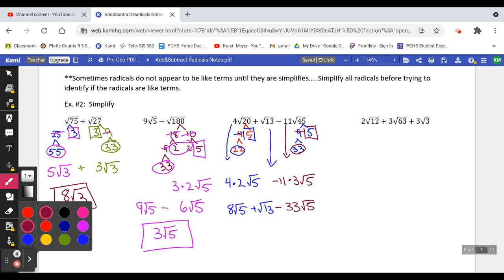All right, only one of them says square root of 13. So I can't do anything with the square root of 13. There isn't another one of those to add to, so leave that alone. But I can put 8 square root of 5 and negative 33 square root of 5 together. So 8 minus 33 is negative 25 square root of 5. And it doesn't matter to me which one you write down first. If you go negative 25 square root of 5 plus square root of 13, that's the same thing. All right, you try the last one.